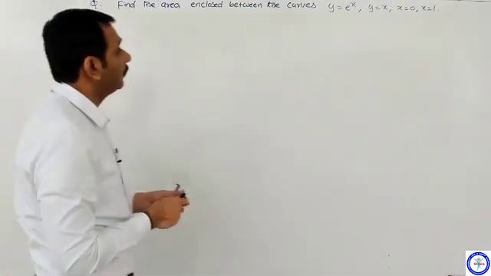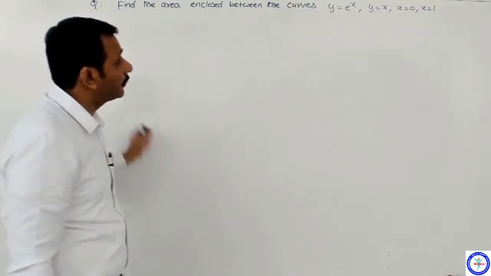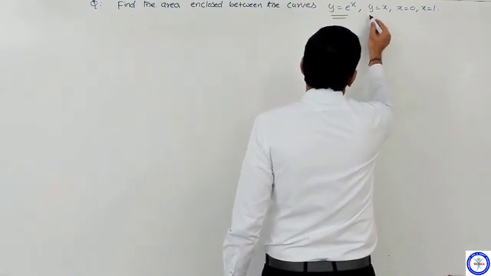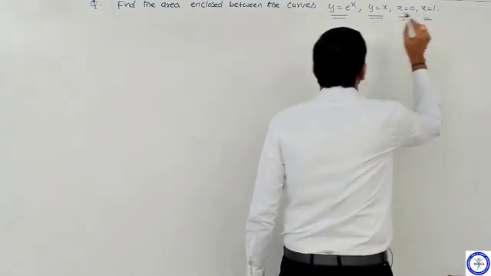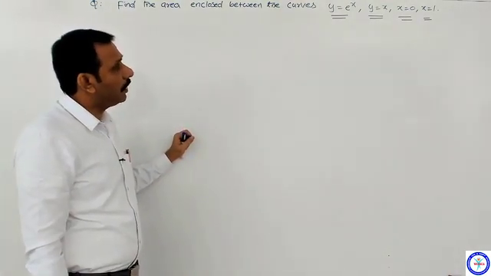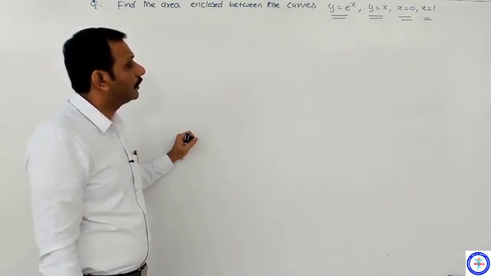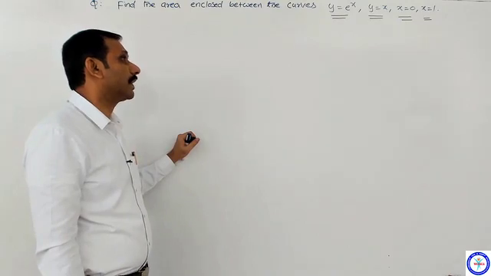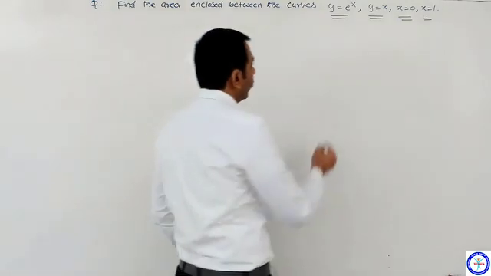Look at this problem. Find the area enclosed between the curves y equal to e power x, y equal to x, x equal to 0 and x equal to 1. These two curves are not intersecting. Clearly, y equal to e power x lies above the line y equal to x. Let me draw the graph directly.